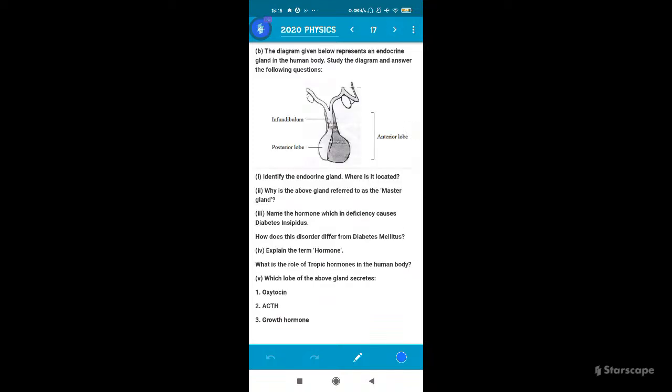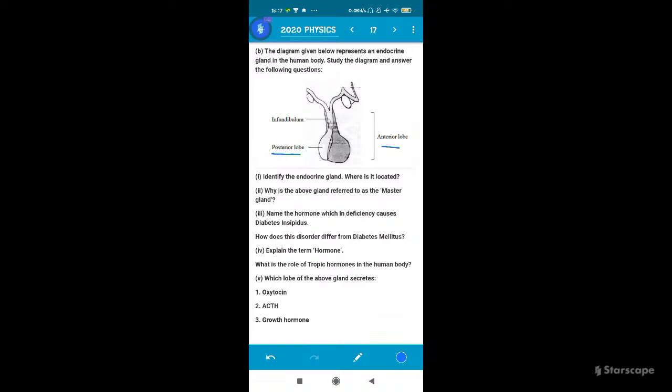The diagram given below represents an endocrine gland in the human body. Study the diagram and answer the following questions. So on the first go, it is quite difficult to understand which endocrine gland this is, but when you see the labeling such as posterior, anterior, you can very easily identify that this is the pituitary gland, because in the pituitary gland only you find the anterior and posterior lobes. Okay, so even if you are not able to identify the diagram, by using a little bit of your brain you can easily understand just by seeing the labelings.